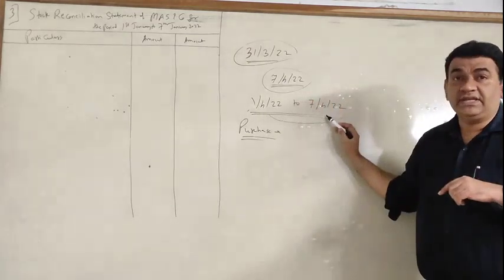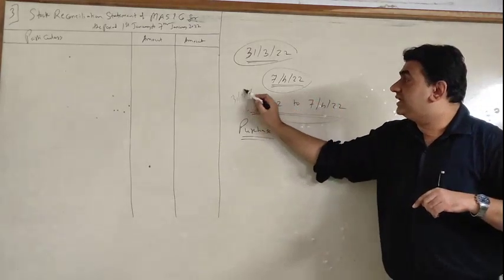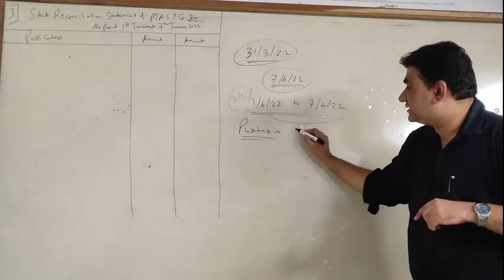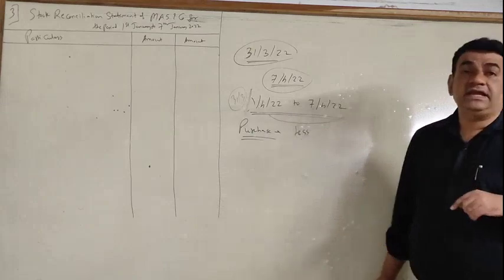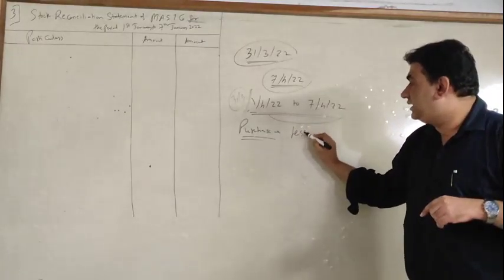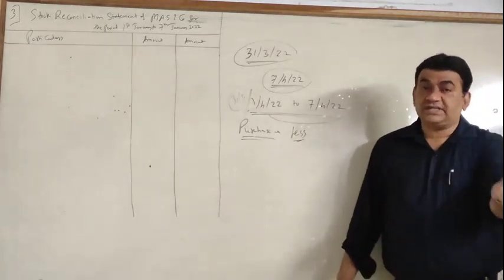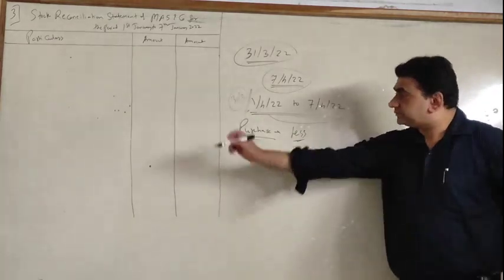It came in this period, but I want what happened before this period, that is 31st March. So what I will do is, purchases I will deduct. Earlier class mein I added, now I will deduct. We have to do the opposite, but understand the logic. Got it now? Again I am repeating.